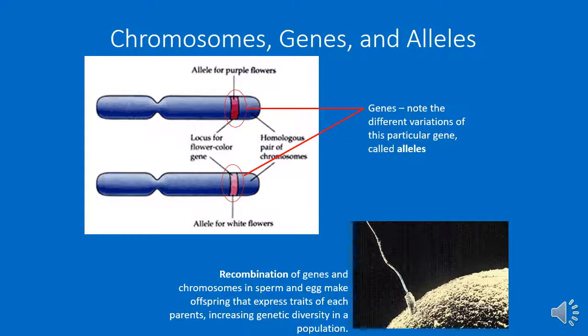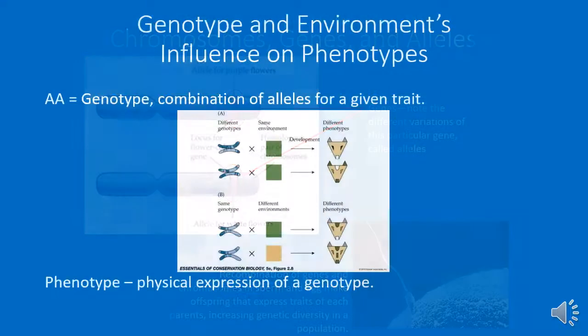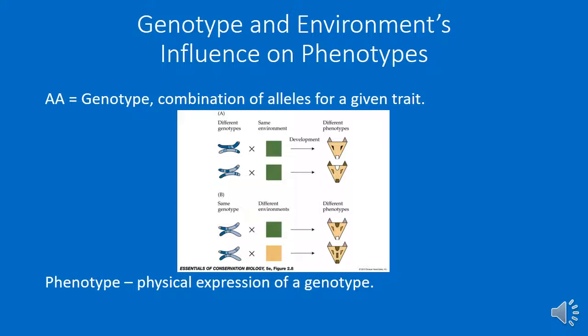This recombination, the fact that your child isn't literally exactly half your DNA and half your mate's DNA, means there are some whole new combinations that get created in this process. So that increases the diversity.